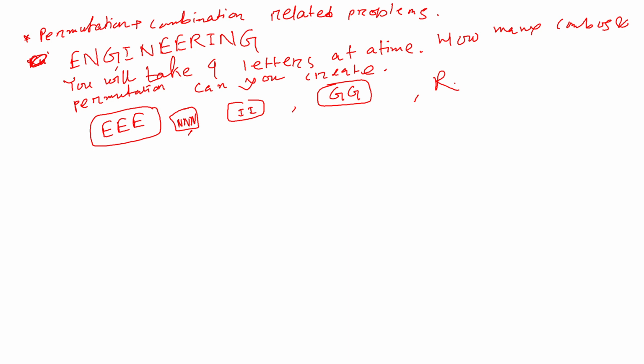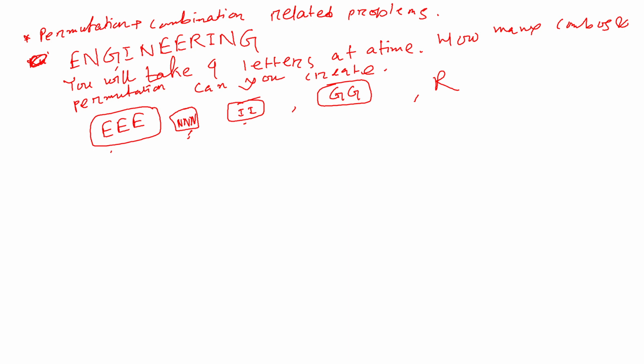So now, what do we have? Listen very carefully. I have three alike, and of the three alike, I have two sets, right? One is the set of E and one is the set of N. I have two alike sets as well. That is two I's and two G's. Understanding my point?